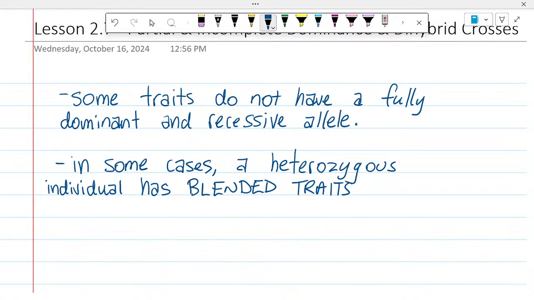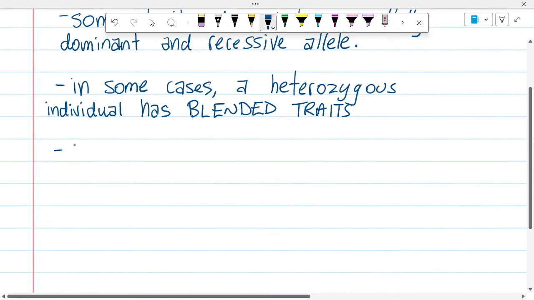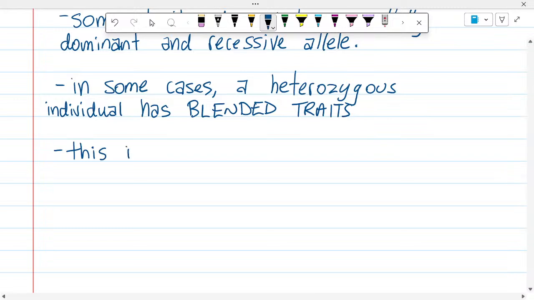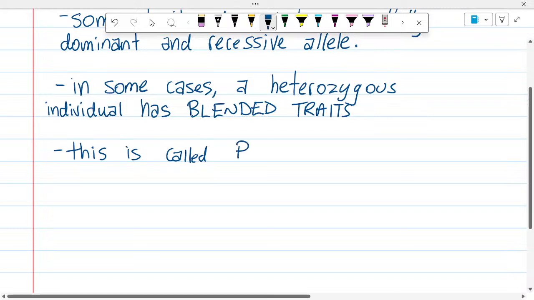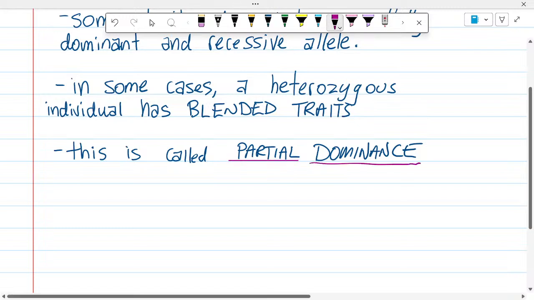So we call this partial dominance. Sometimes we also call it incomplete dominance. Those are synonyms. Physical traits are often partially dominant.